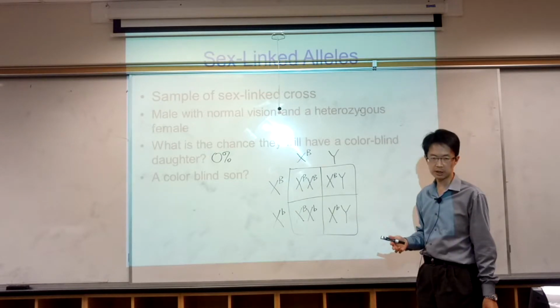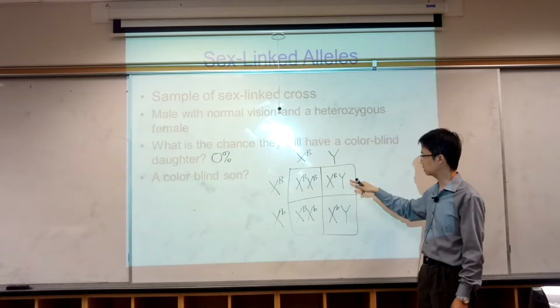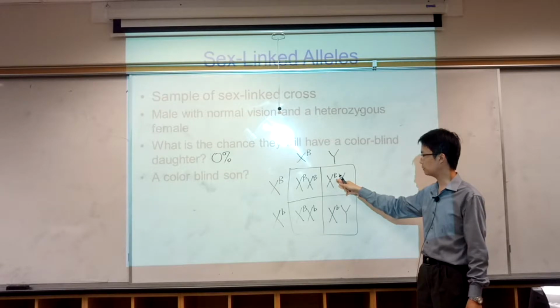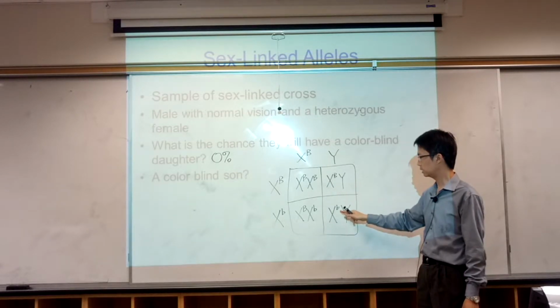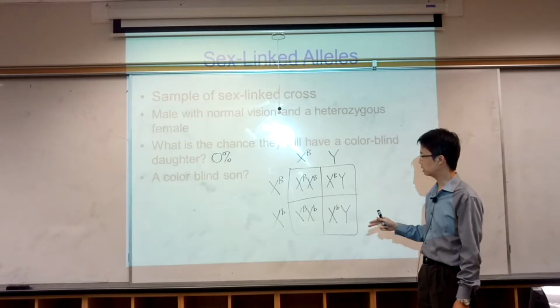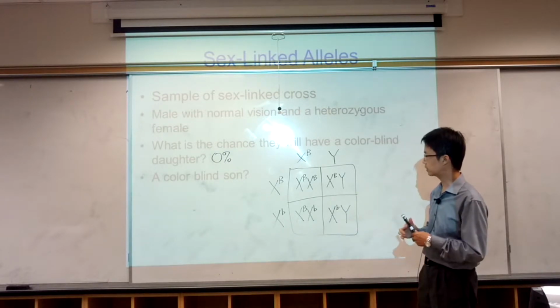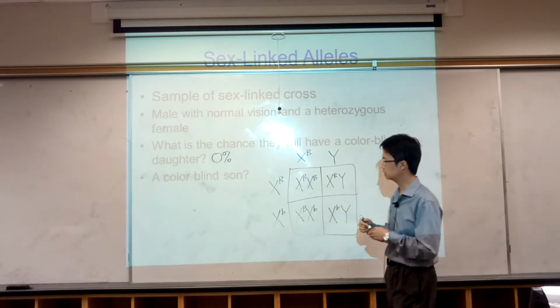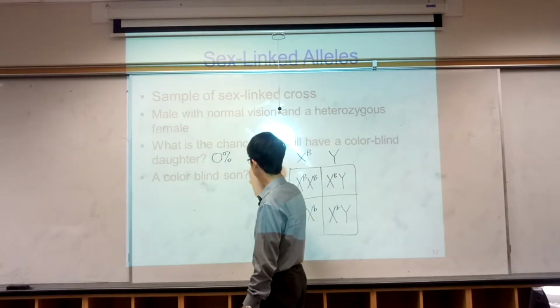What will be the colorblind son? Look at this. This is uppercase B. That means this son will be healthy and normal. And this is a lowercase b. That means this son will be colorblind. In other words, you will have a 50% chance to get a colorblind son. So the answer to this question will be 50%.